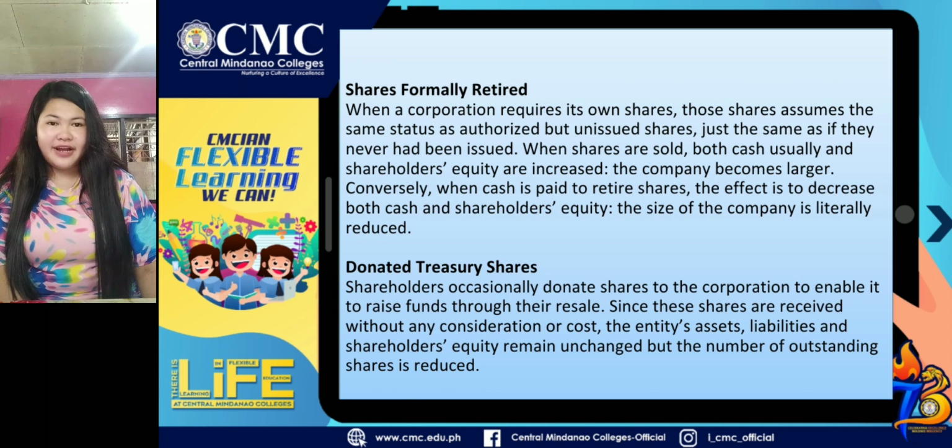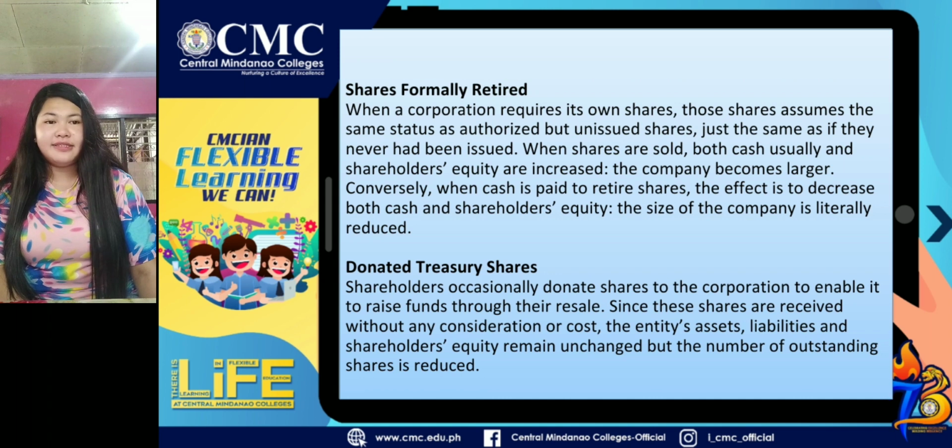Shares formally retired. When a corporation acquires its own shares, those shares assume the same status as authorized but unissued shares, just the same as if they never had been issued. When shares are sold, both cash usually and shareholders' equity are increased. The company becomes larger. Conversely, when cash is paid to retire shares, the effect is to decrease both cash and shareholders' equity. The size of the company is literally reduced.